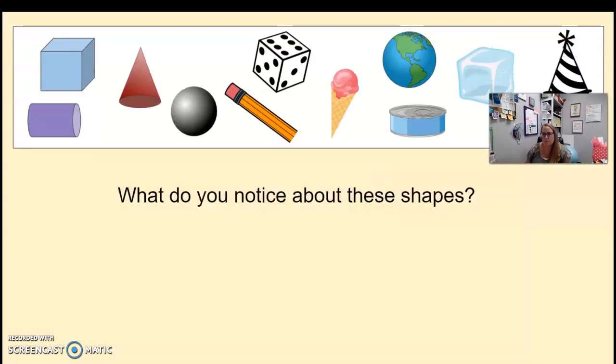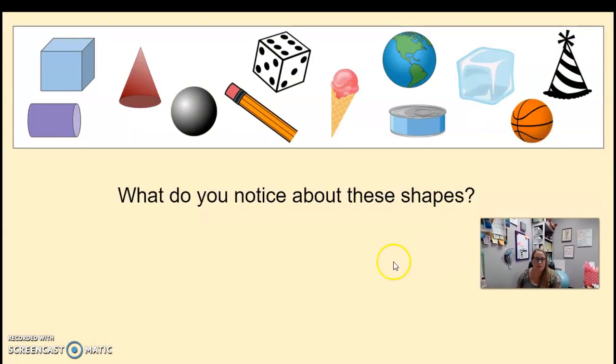So here's what we're going to do today. I would like you to look at these shapes. So look at all of these different shapes. Some of them should look familiar. So what do you notice about these shapes? Turn and talk to somebody. I'm going to give you 30 seconds. What do you notice about these shapes?